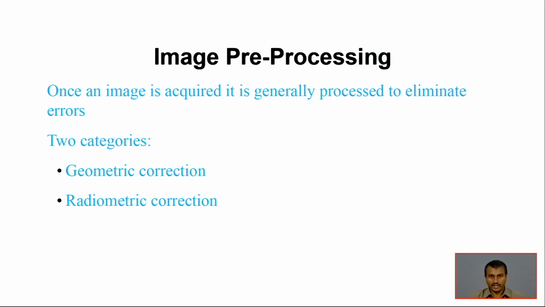So, broadly these errors are classified into two categories. One is the geometric errors and the other is the radiometric errors, and as engineers we have to apply the correction factors, that is, the geometric correction as well as the radiometric correction. Now, to apply the correction we need to understand some basic procedure, the basic principle.